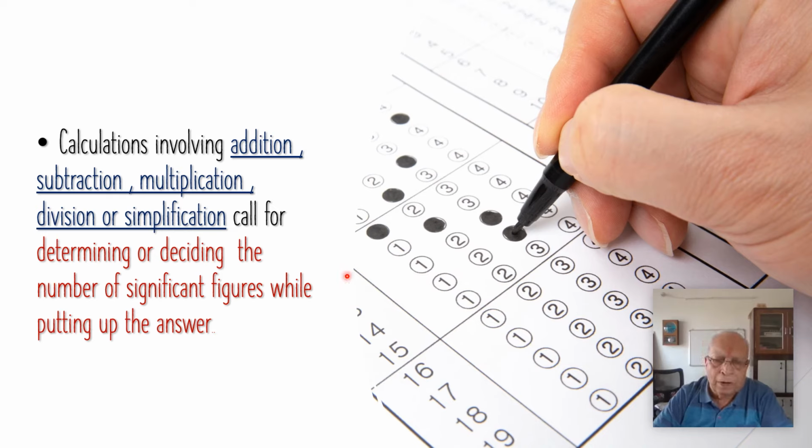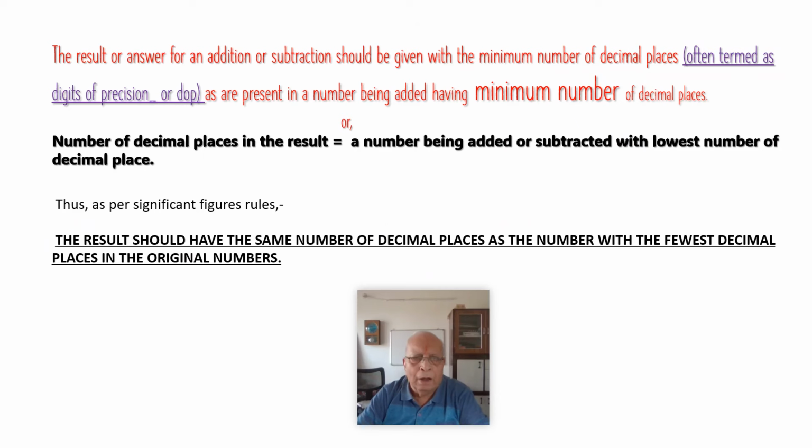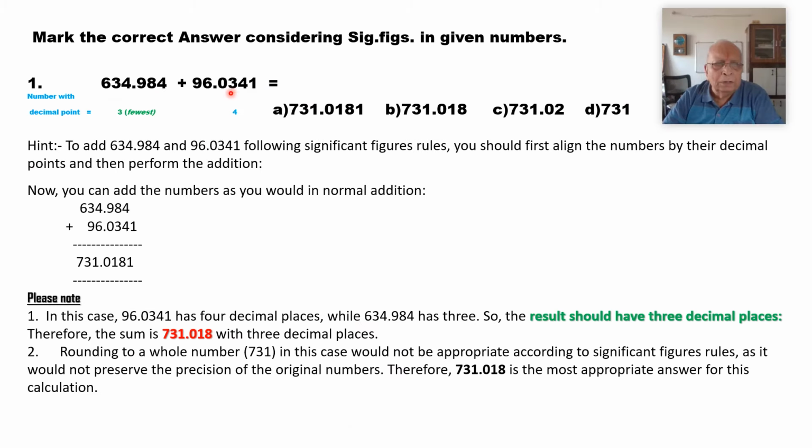Of course, the result has to be reported in terms of precision and accuracy. To maintain the maximum precision, these are the rules. The result or answer of the addition or subtraction should be given with the minimum number of decimal places. Of course, this is also termed as digits of precision or DOP. So it's here, and let us have an example about it. Here is an example. I have worked it out just as an example or illustration.